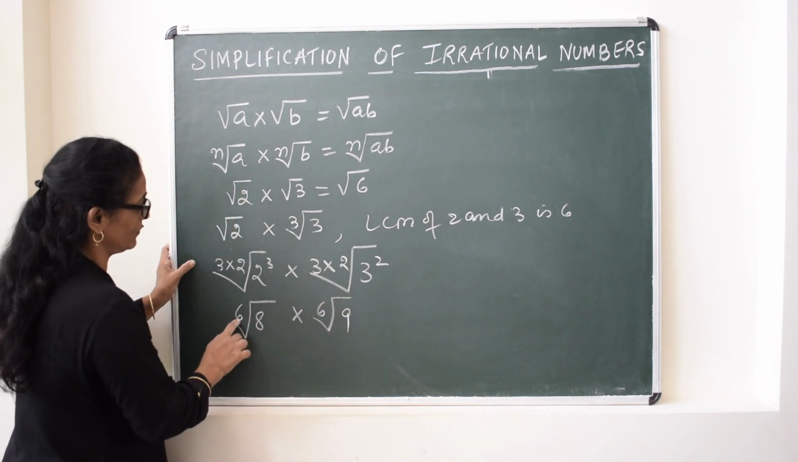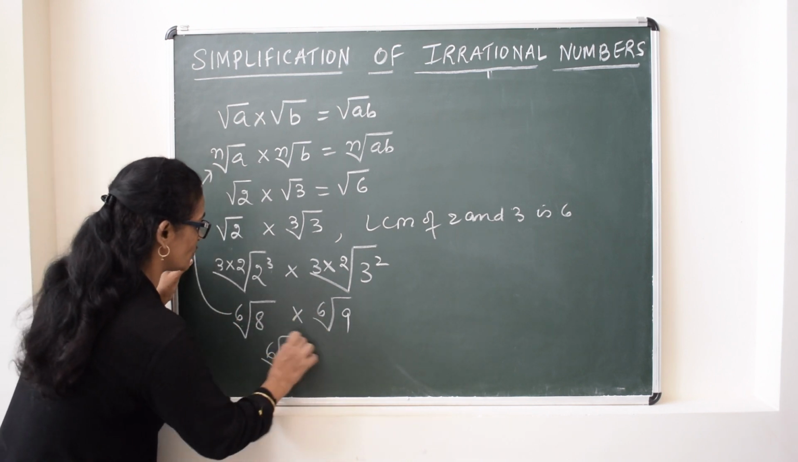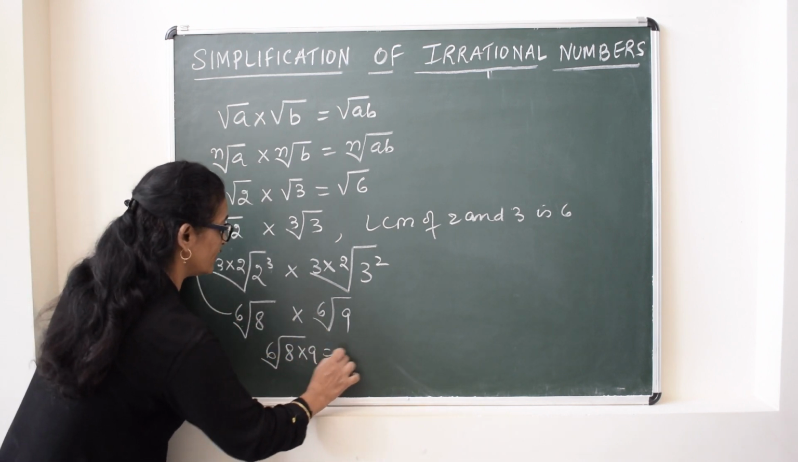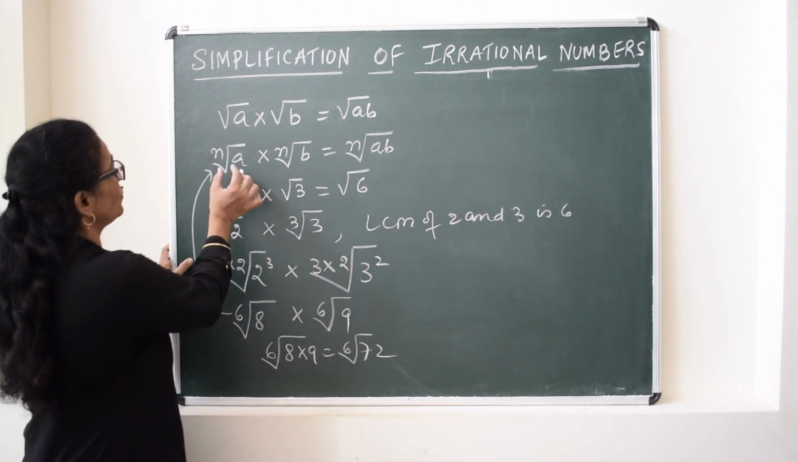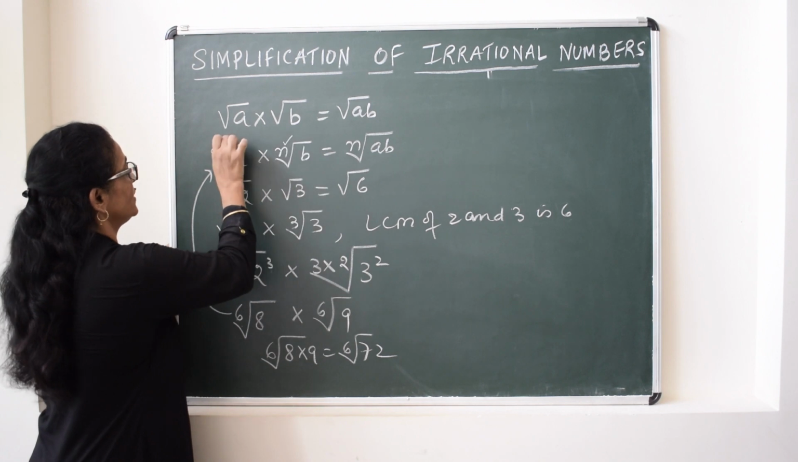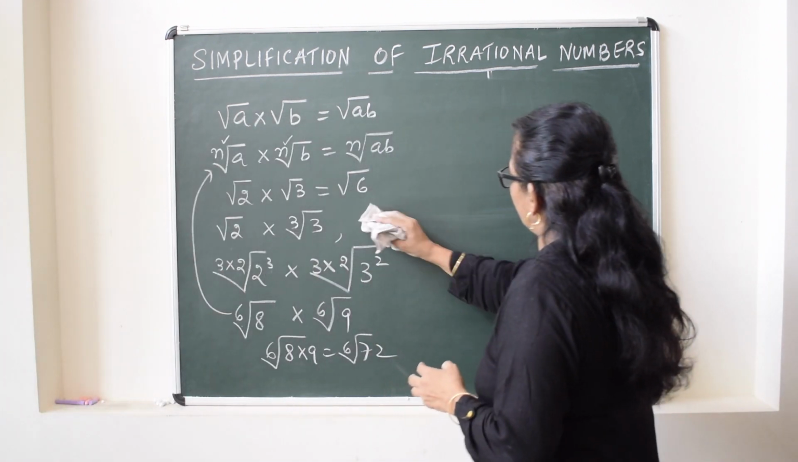Now the order is same. Compare it with this. So this will become 6th root of 8 into 9. That is 6th root of 72. You can only multiply when the order is same. Similar way, we can do it for multiplication.